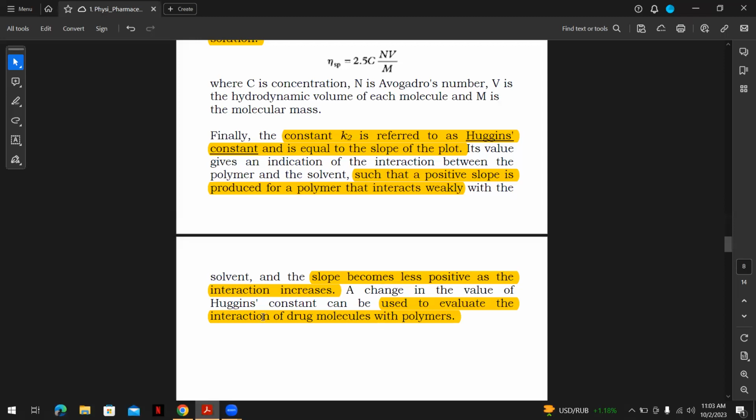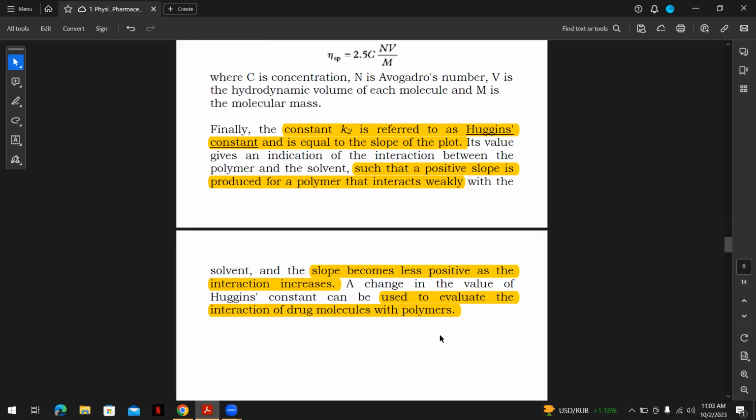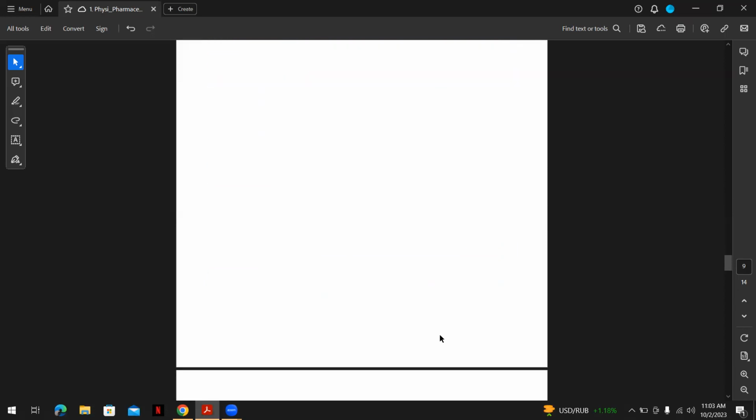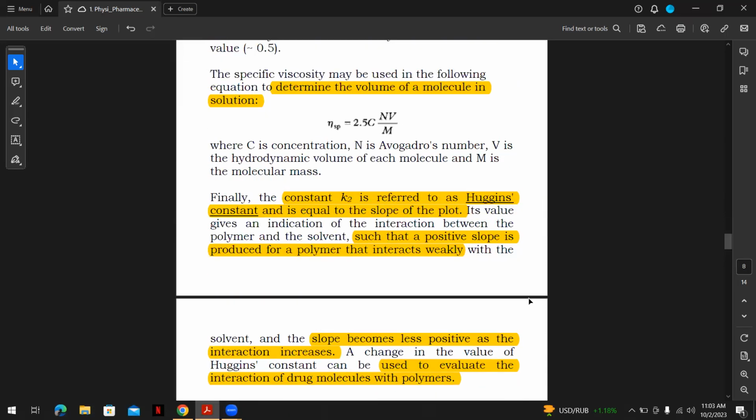So a change in the value of the Huggins constant, which is the slope of the plot, can be used to evaluate the interaction of drug molecules with polymers. Now, next is for non-Newtonian fluids.